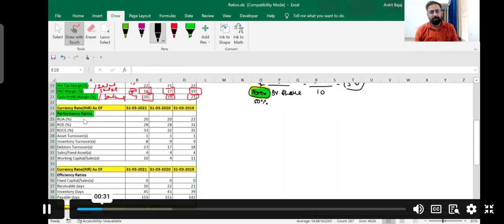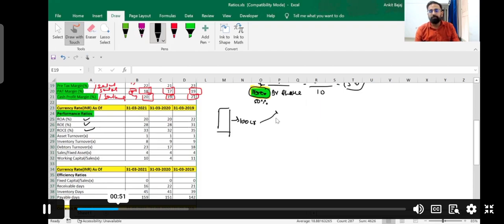So we will be discussing return on assets, return on equity, return on capital employed, and several other ratios, right? Whenever you start a business, you invest some money. So let's suppose you have started a business and you have invested 100 crore rupees into this business, right?